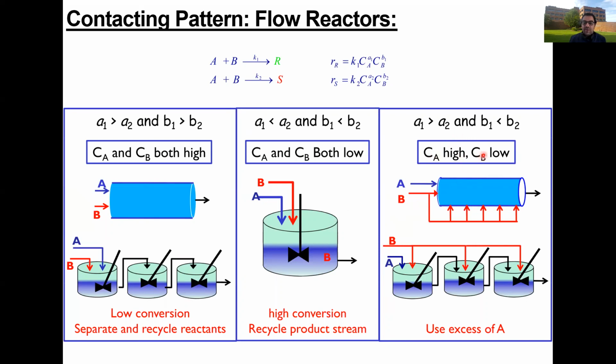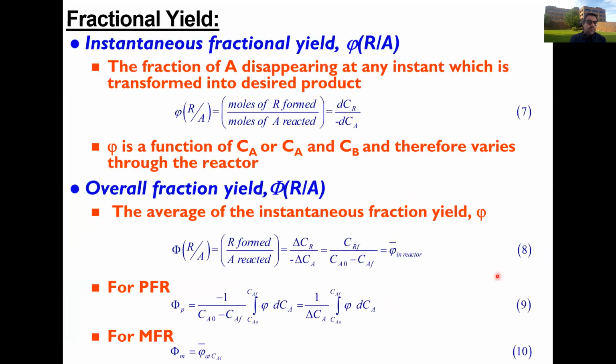If you want to keep one of them high and one of them low, we can always introduce one at a high concentration initially, and then slowly introduce the other at different ports of the reactor. You can do it in a PFR in this sort of arrangement, or you can do it in a CSTR in this type of arrangement.